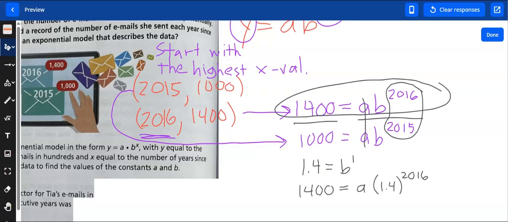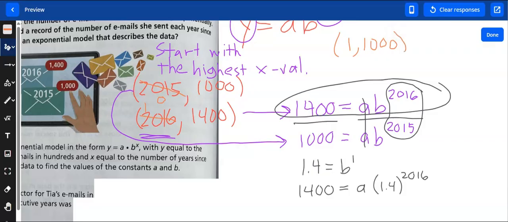Our problem is with our exponent and how high it is. So what we're going to do is we're going to change this from 2015 to 0. Now, if we change 2015 into 0, what would that change 2016 into? 1. So we're really dealing with the coordinate 1, 1,000.